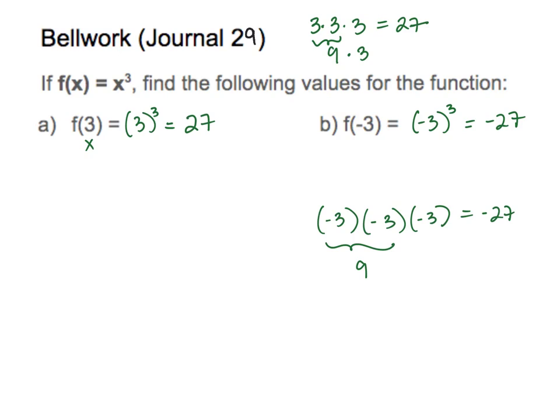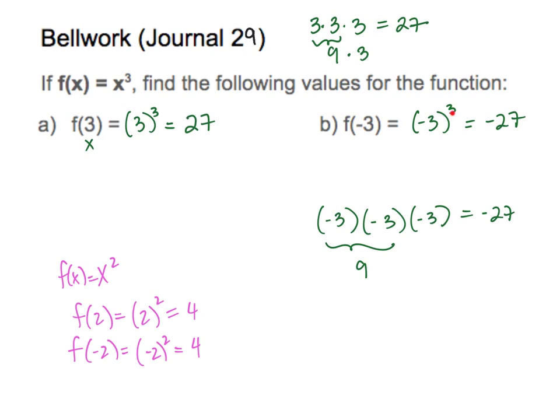Like back when we had x squared, if you have an x squared function, when you plug in a positive number like 2 and you square it, you get positive 4. And if you plug in a negative 2, well, negative 2 squared is negative 2 times negative 2. You're still going to get a positive number. So when you have an even power, you have an even amount of negative numbers being multiplied. So that causes it to always be positive.